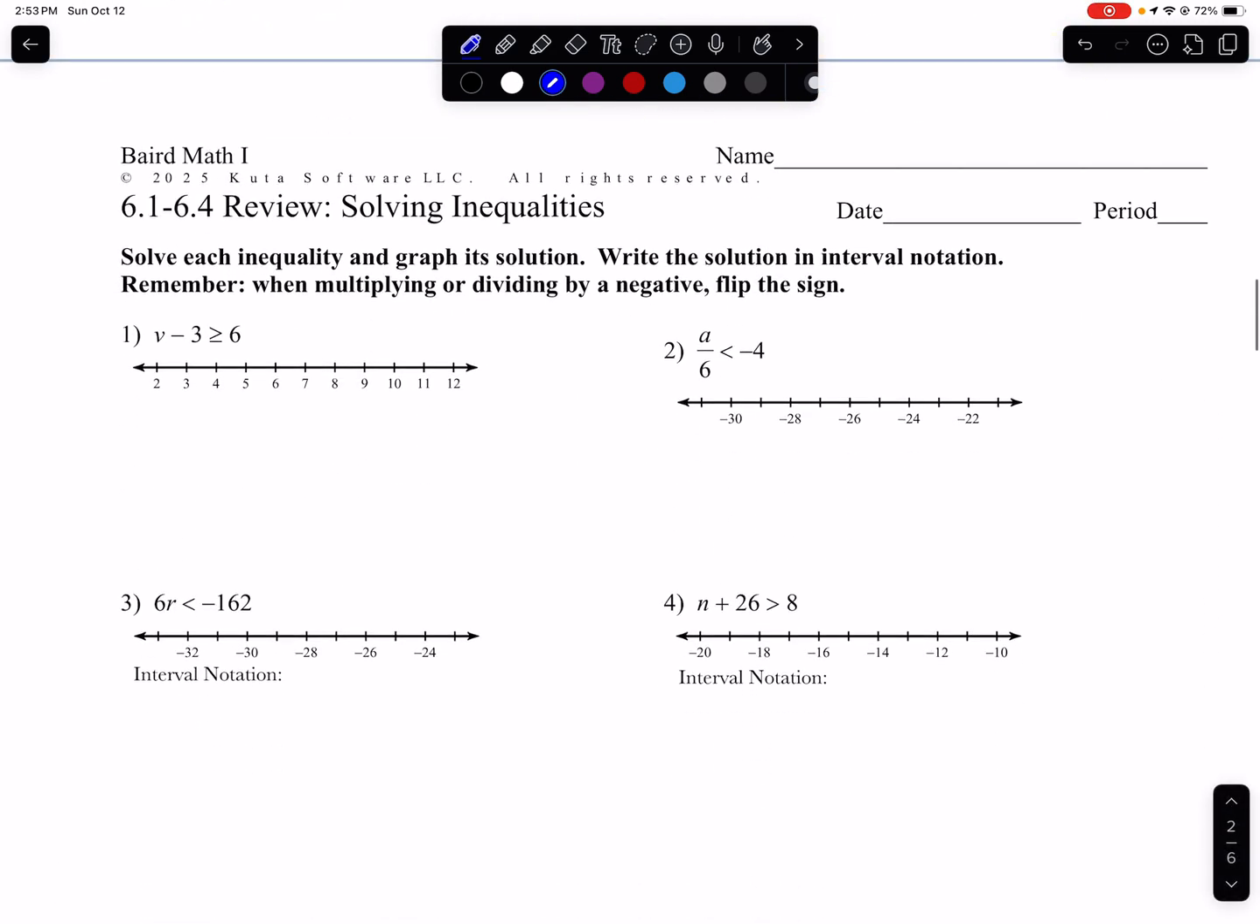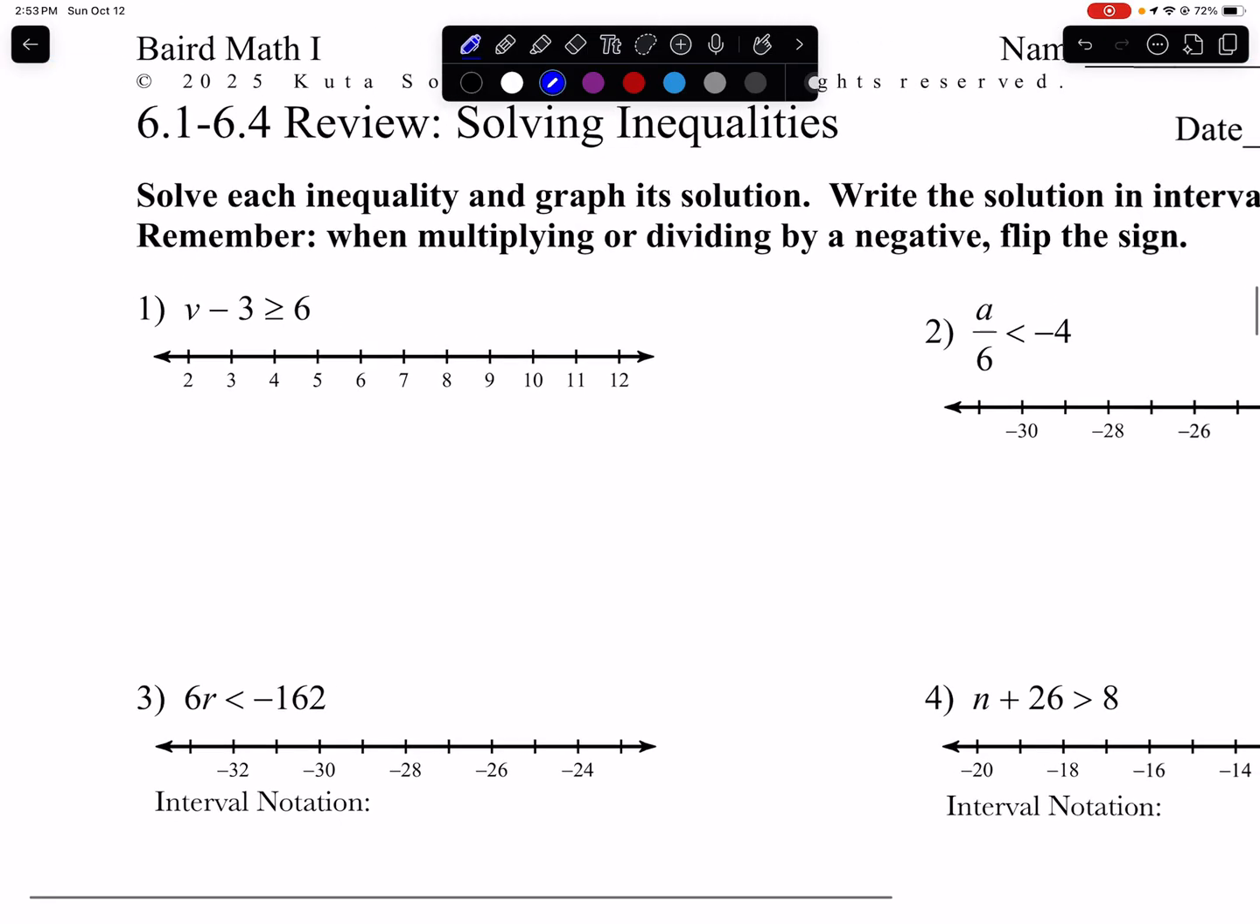So let's take a look here. I want to do the odd ones with you. So it says solve each inequality and graph its solution, write an interval notation. Remember, when dividing or multiplying by a negative, flip the sign. Great. All right, well, I'm doing none of that here.